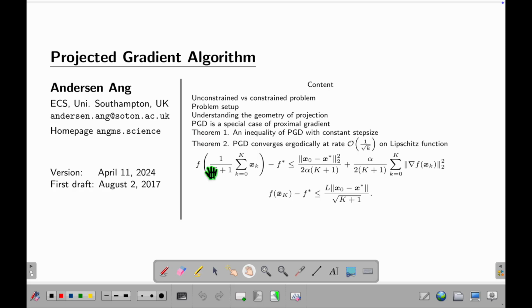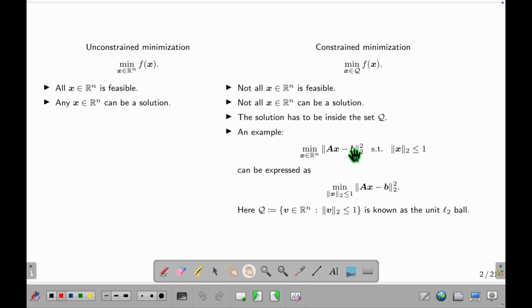We just talked about convergence of gradient descent. Now we talk about projected gradient descent. For this, it is no longer a simple minimization of a QP subject to x larger than 0. Now it's a constrained problem, and you see, wow, my gosh, this is so ugly. So let's recap what is constrained and unconstrained.